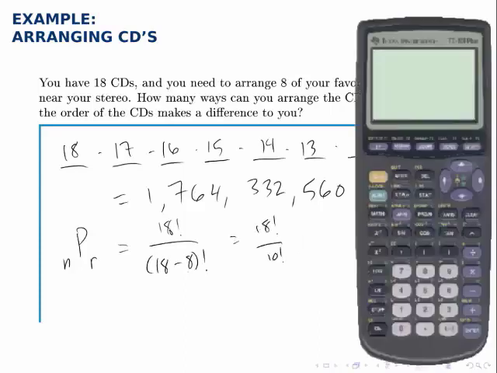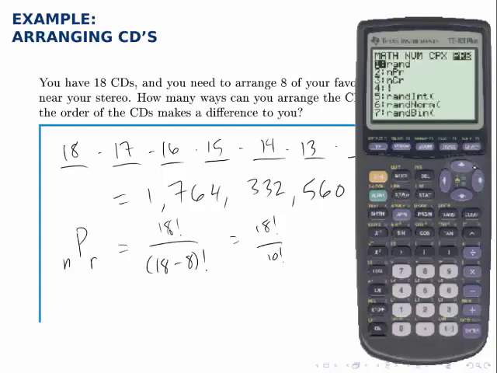10 factorial. And if you pull up the calculator and type in 18 and then go to the math menu, scroll over to the probability menu and down to number 4 for the factorial, and then divide that by 10 factorial, go over to the math, over to probability, number 4, we get the same answer, 1,764,322,560.